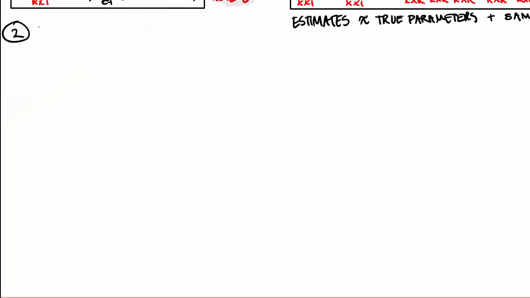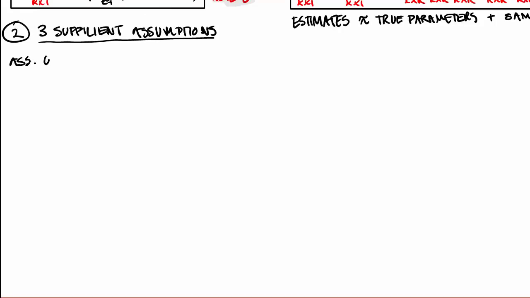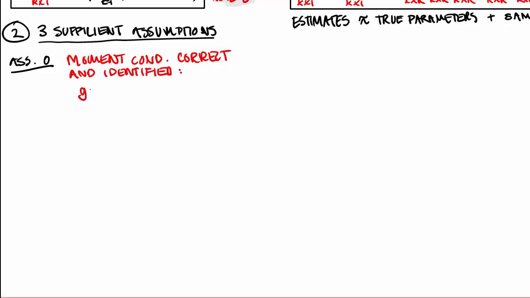Next, we state 3 sufficient assumptions. The first, which I'm going to call assumption 0, is that the moment conditions are correct and that we have identification, which means that the function g of theta 0, so that's our population moment condition, equal to the expected value of f of the model variables, instruments and the true parameters, is equal to 0.